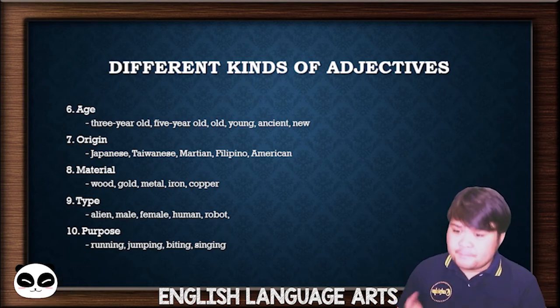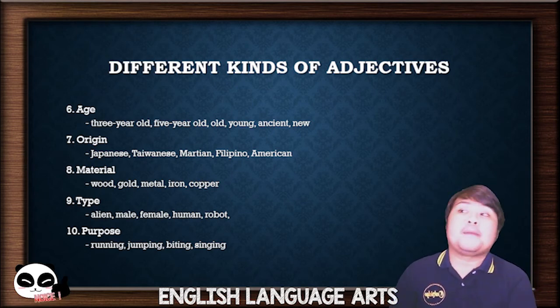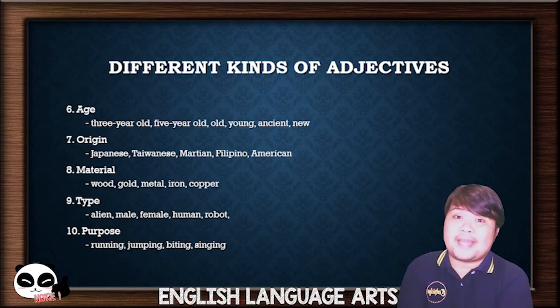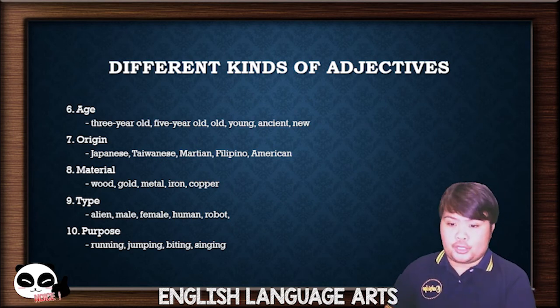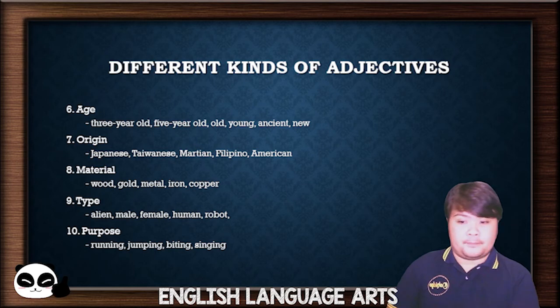Common examples, we have male, female. When you say male, that's a noun. When you say female, that's a noun. But for example, when you say male cow, male now is not a noun anymore. It is an adjective. Female dog, human toy, robot arm, stuff like that.